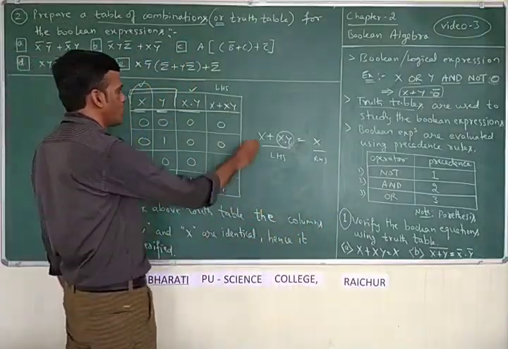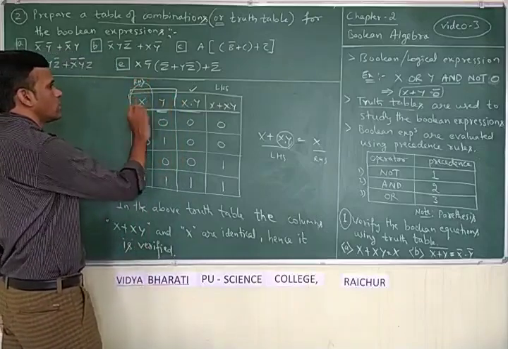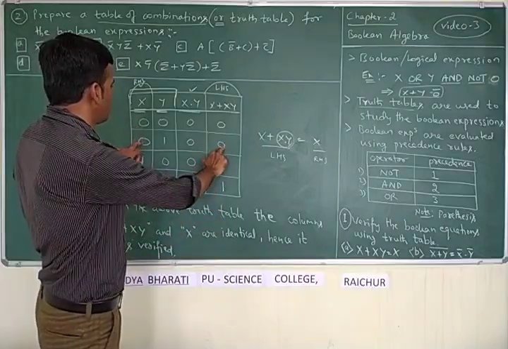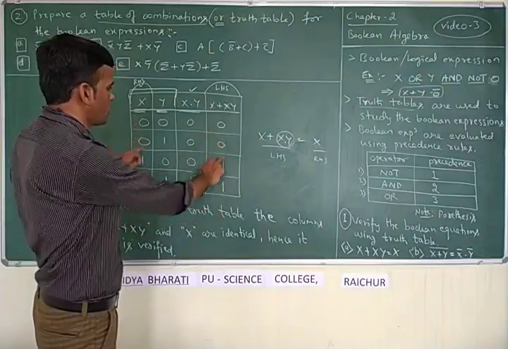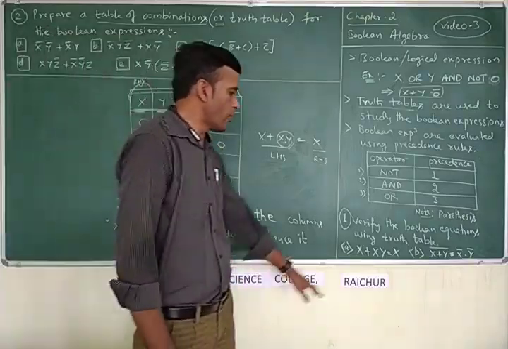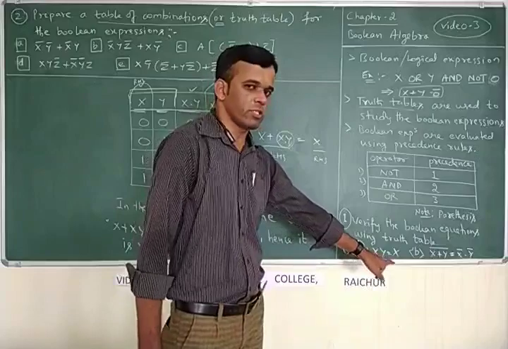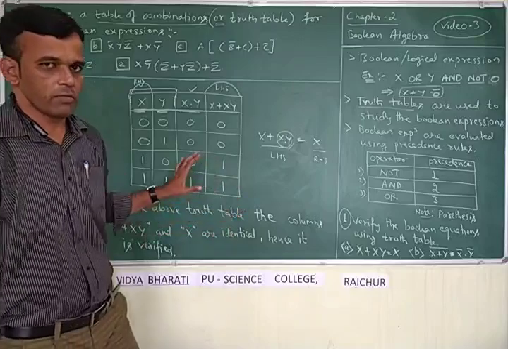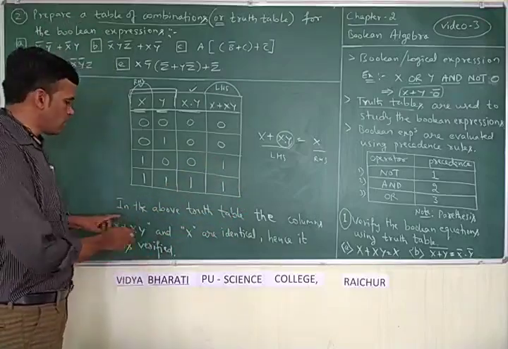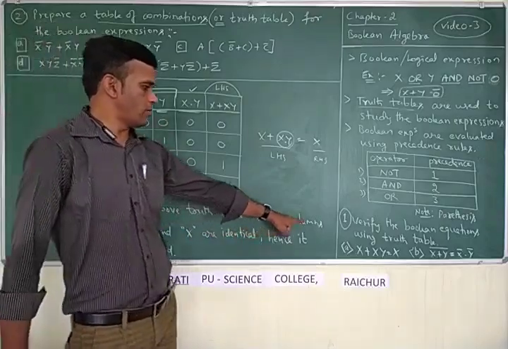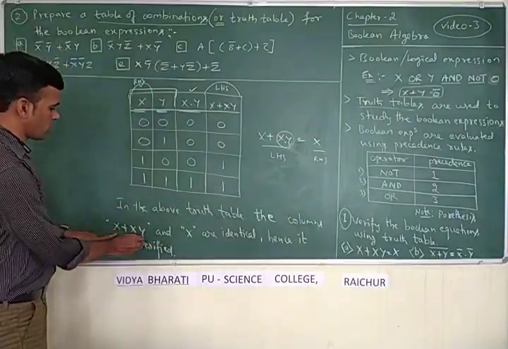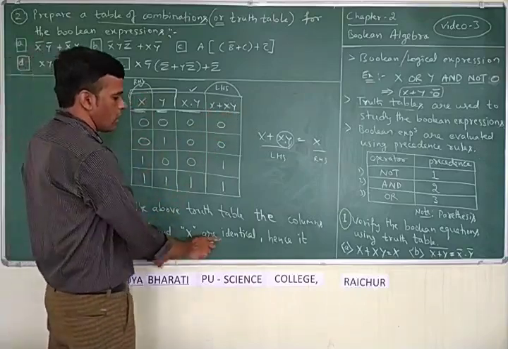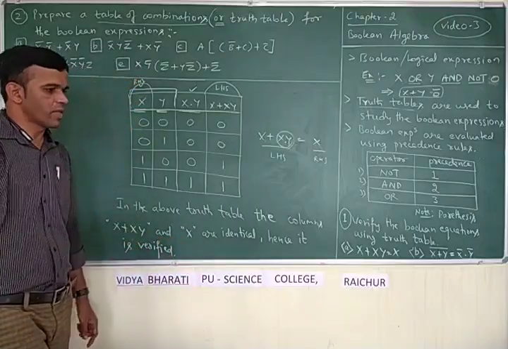Now finally what we have to do? This is your RHS. This is your LHS. Now observe the values. The values are identical. The values are the same. That's why it is verified. So x plus xy is nothing but just x. Finally we have to write the conclusion in the examination. Just write a sentence: in the above table, the columns x plus xy and x are identical. Hence it is verified.